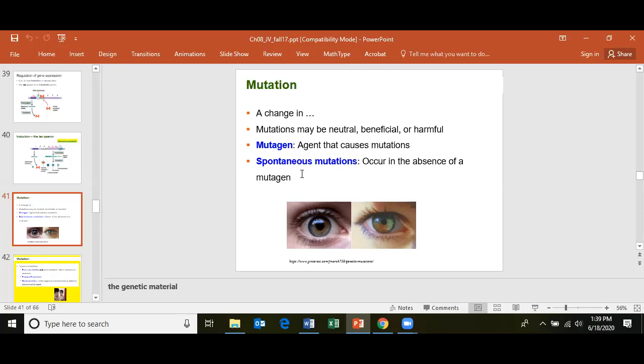Mutations can happen spontaneously, and we call that spontaneous mutations. They occur in the absence of a mutagen, and they occur all the time in the human genome. It's just that they're very rare when they happen. Generally, when a gene is being copied, you have to copy about 1 million genes before you get a mutation. Okay? Any question about that?